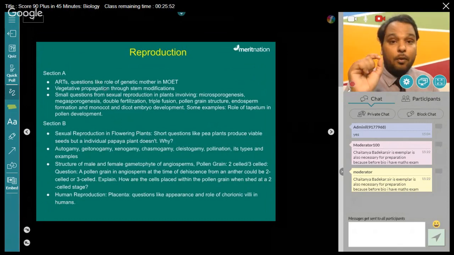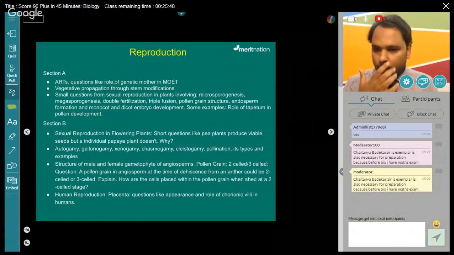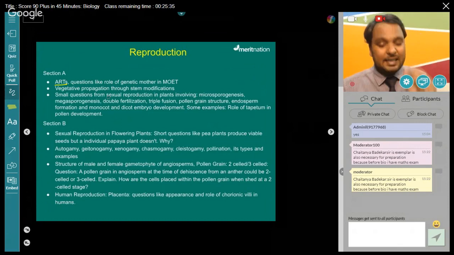So first of all, what are the important questions in section A? I've prepared it like that. ARTs, assisted reproductive techniques. A question like the role of the genetic mother in MOET. That's a very famous question. These are the very important questions, and some trick questions I've also jotted down here.